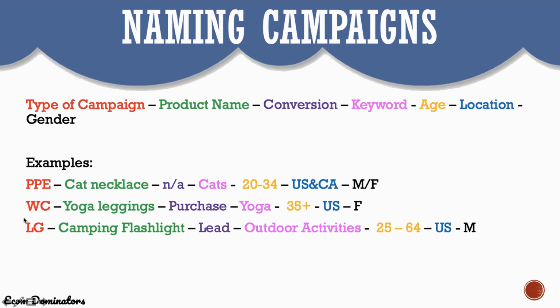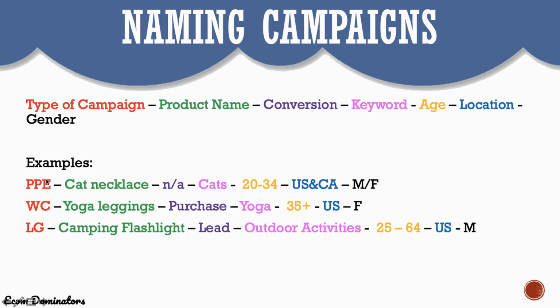Now, a different type of ad, if I want to optimize for purchase, I can say it's a website conversion. I'm selling a yoga legging, optimize for purchase. Target people that like yoga, ages 35 and up, people that live in the US who are females. Now the next one is if you're running a lead generation, I just say lead generation for a camping flashlight, and I want to generate a lead. That's what I want to do. Target people that like outdoor activities between the ages of 25 to 64 in the US who are males.